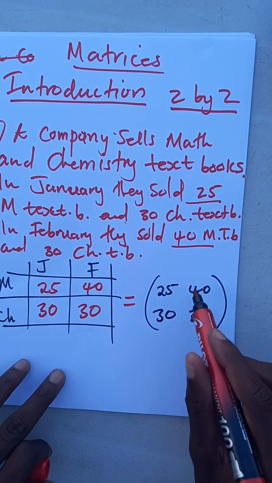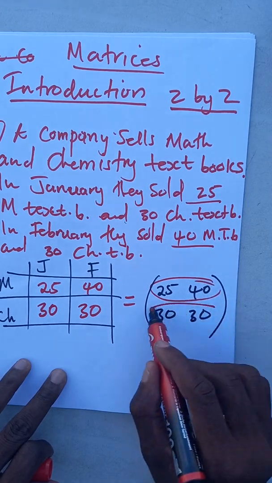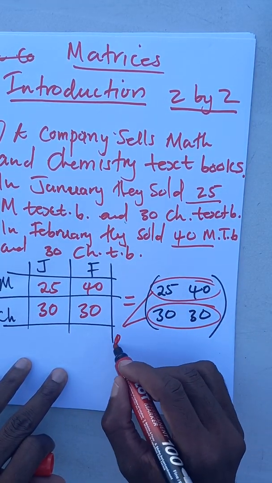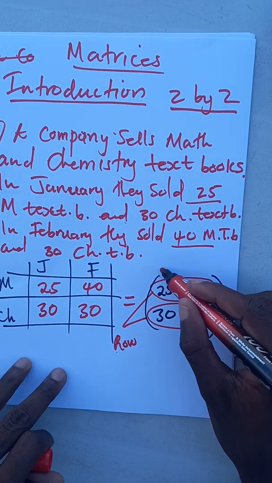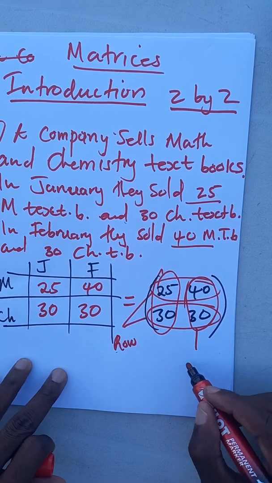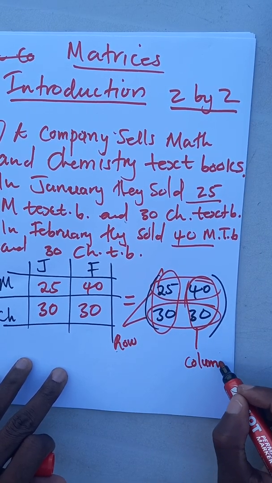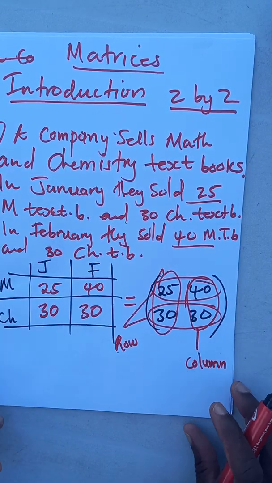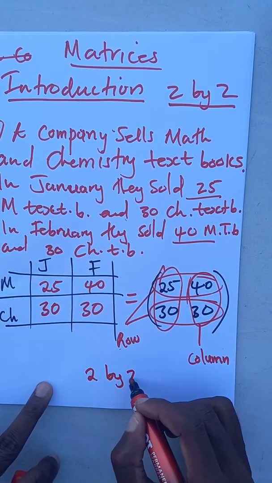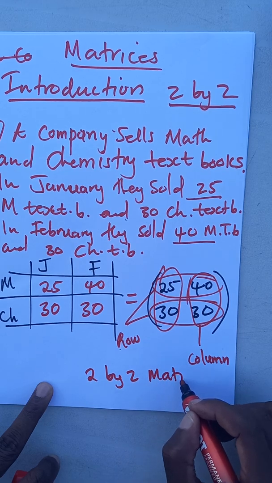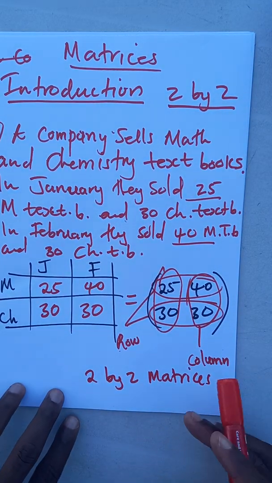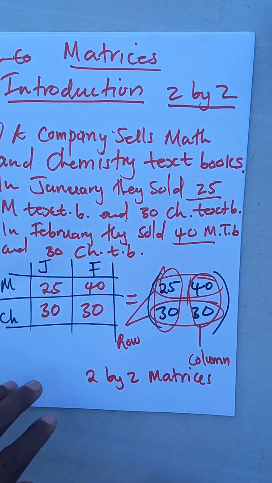So if we look at them, these ones, this is what we call the row, is the row, and these ones is what we call the column. All right, it's the column. So therefore the name of this type of matrix is called 2 by 2 matrices. So it's a 2 by 2 matrix, because it has 2 rows and 2 columns.